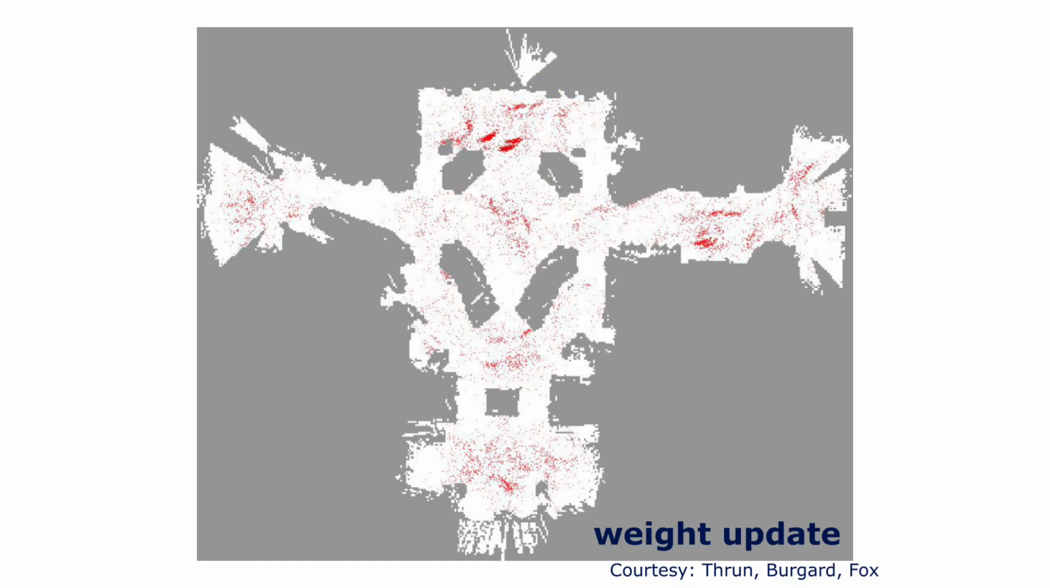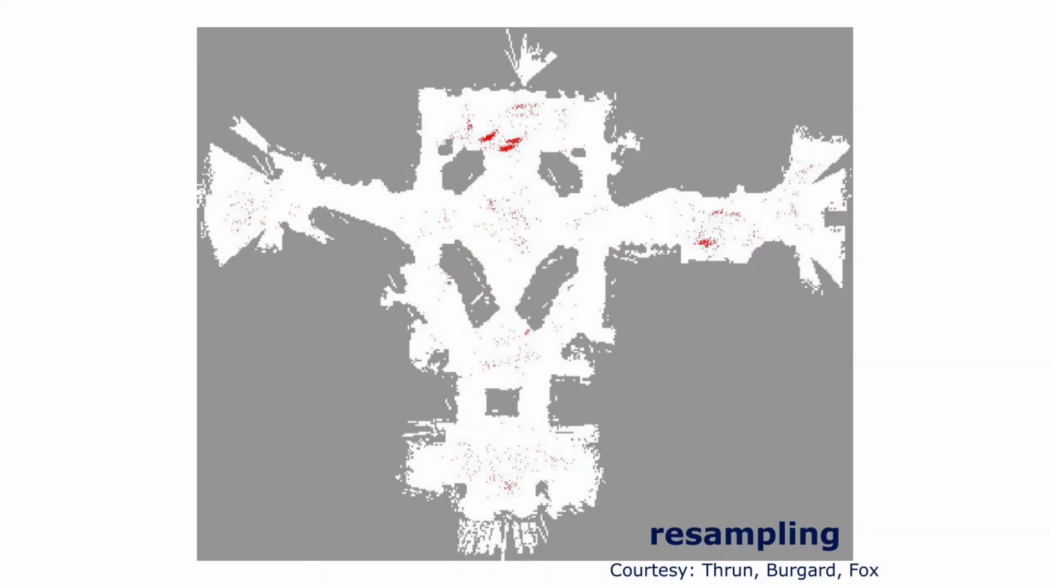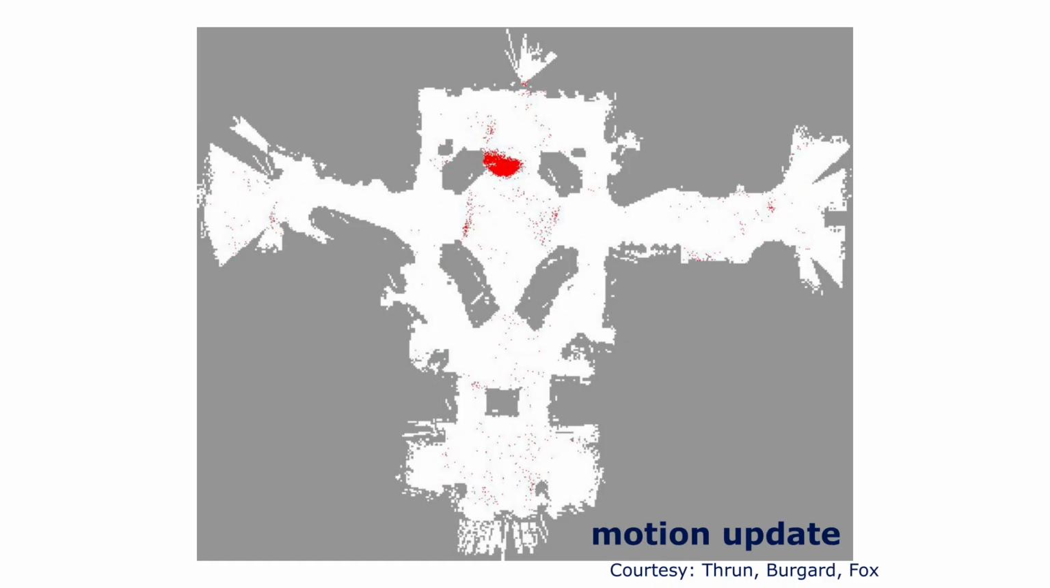We now update the weights of all particles. Particles that match the measurement receive higher weights, while inconsistent ones receive lower weights. Another resampling step is performed. Particles with low weights disappear, and high-weight particles survive and multiply. The belief becomes increasingly focused. The robot moves again, so we apply another motion update. This step introduces uncertainty, causing the particles to spread out slightly.